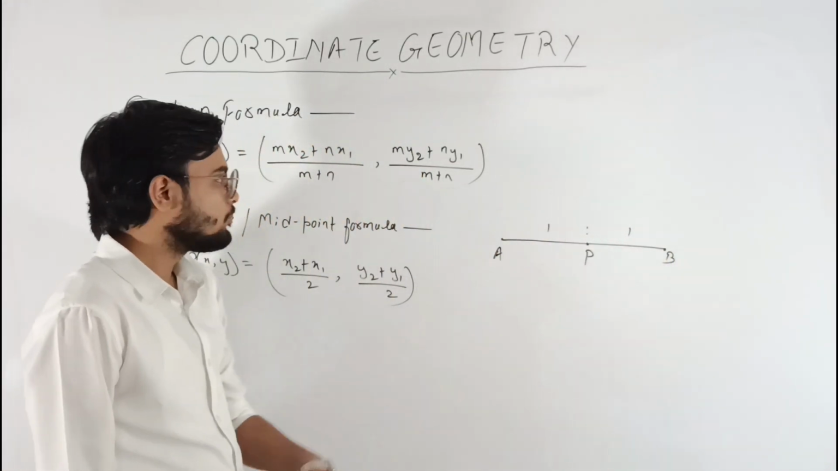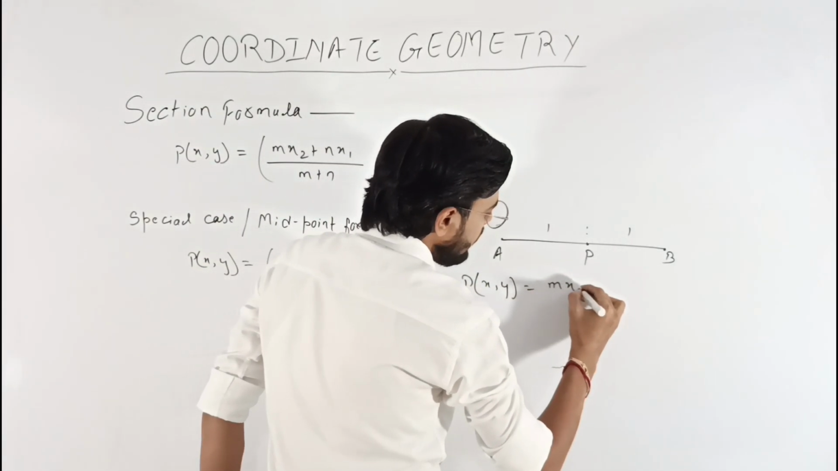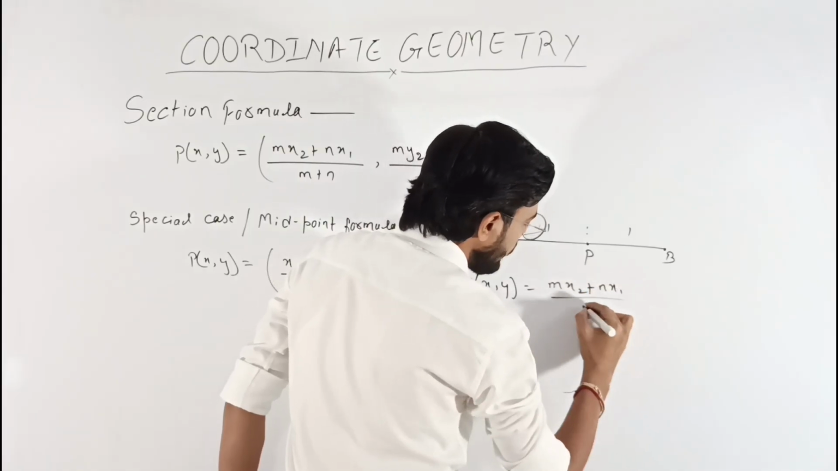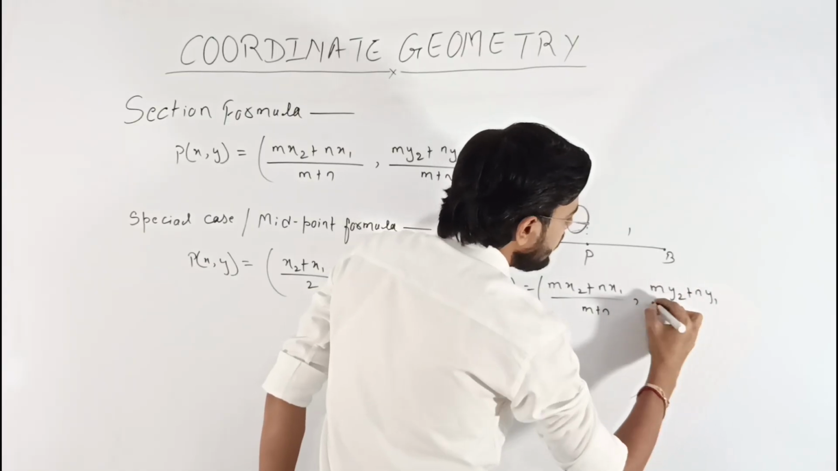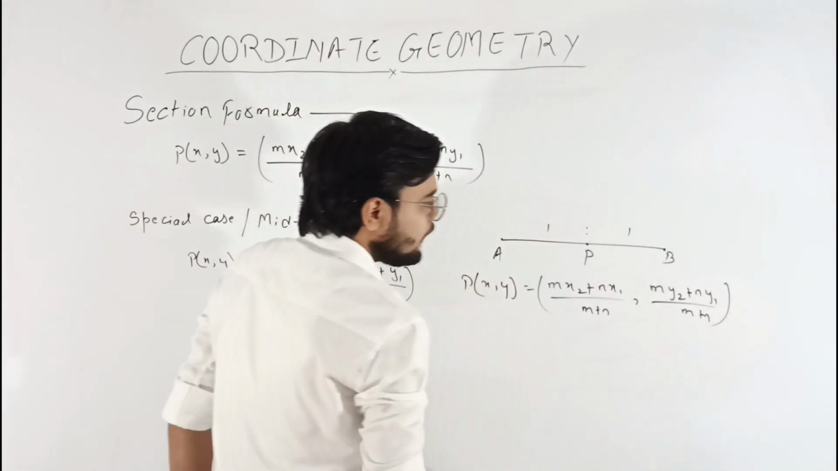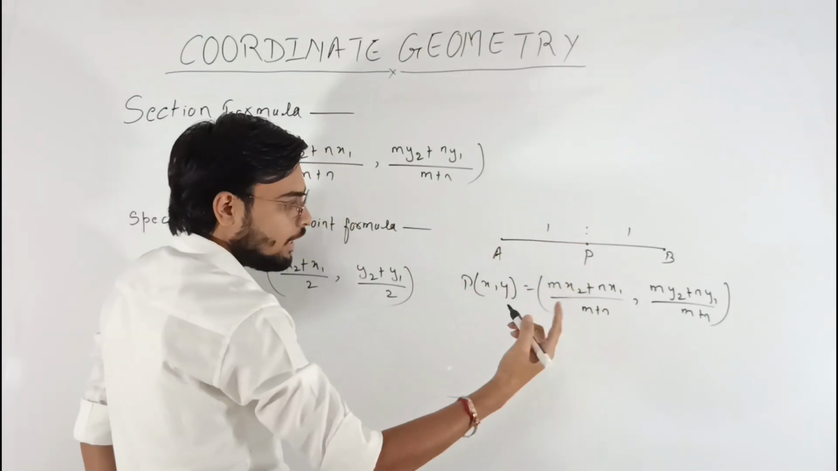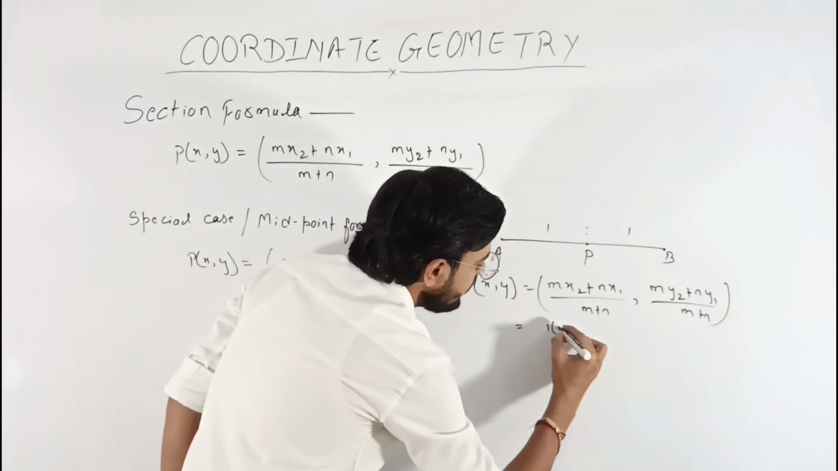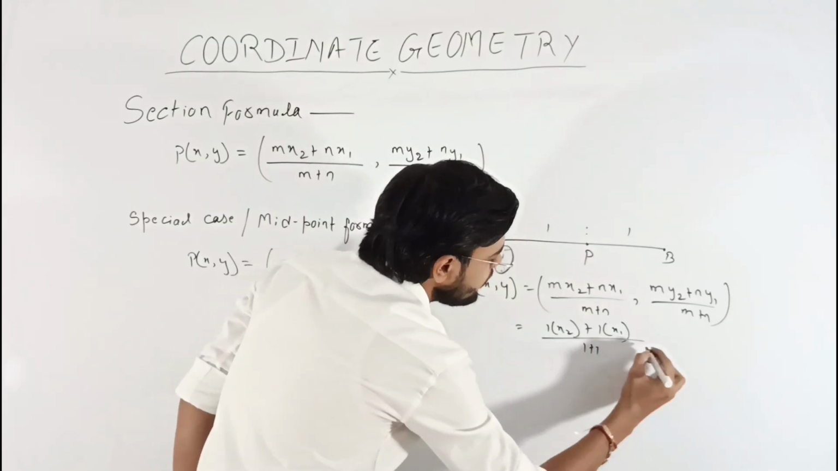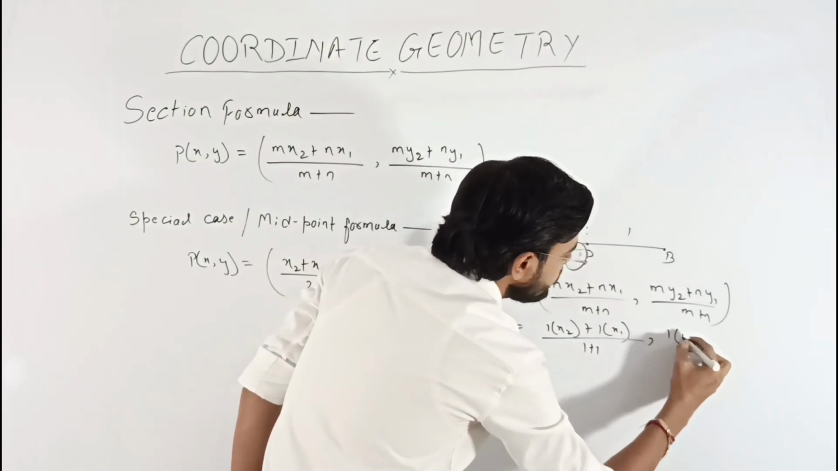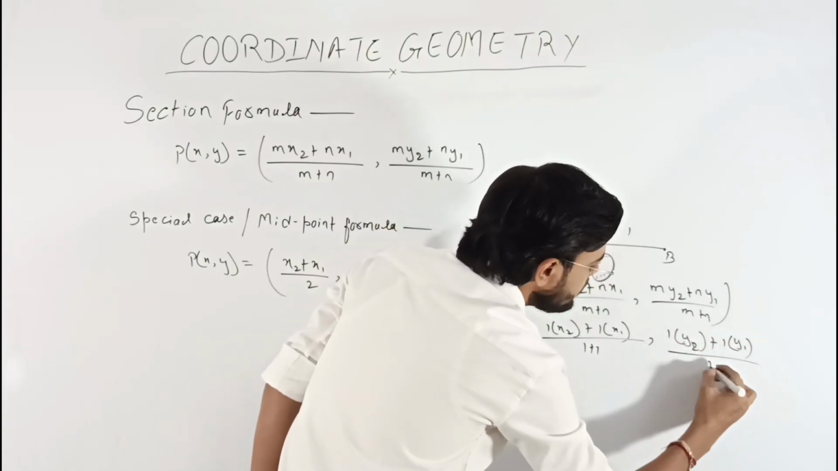Now we find the coordinates of P. So P is what? mx2 plus nx1 upon m plus n, my2 plus ny1 upon m plus n. Now in case of midpoint, ratio is 1 to 1, so in place of m we write 1, in place of n we write 1. So look here, in place of m write 1, this is 1x2 plus 1x1 upon m plus n, which is 1 plus 1. Now again in place of m, and in place of n again 1, y1 upon m plus n, which means 1 plus 1.